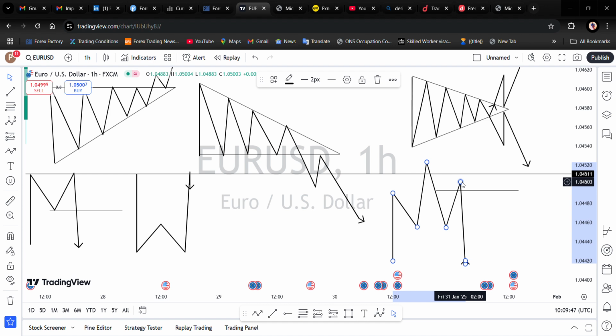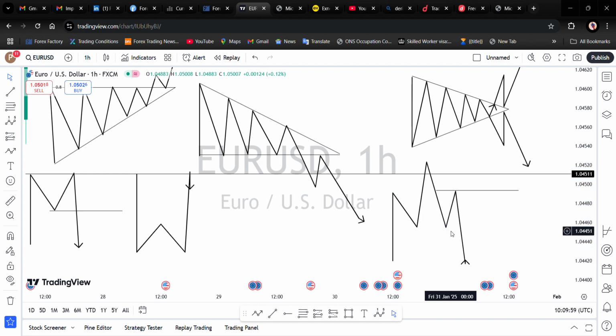But if it is like this, it is still a head and shoulder crown pattern. If it's like this, it is still a head and shoulder crown pattern. But once it's like this, it is no longer a head and shoulder crown pattern anymore. So let's pay attention to that.